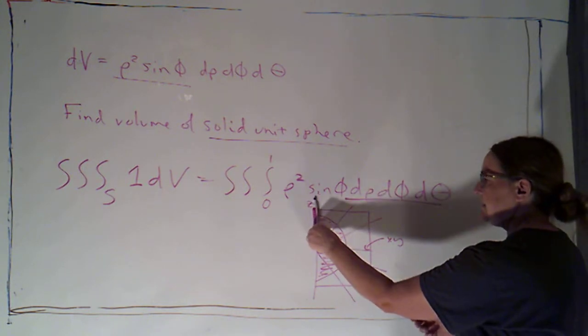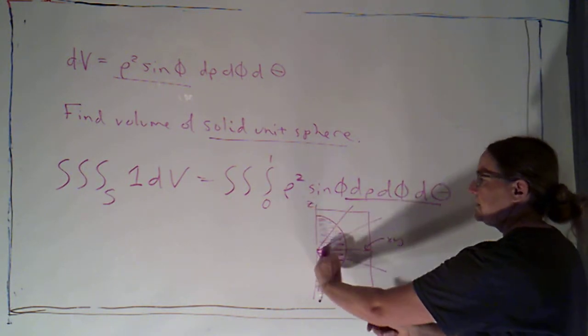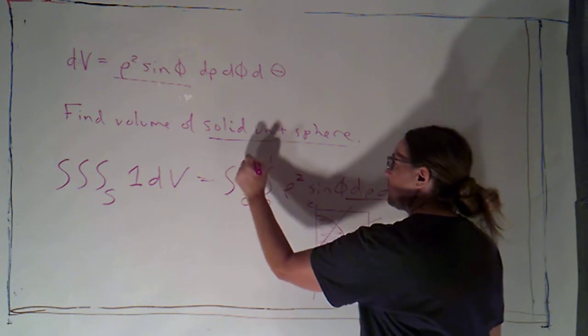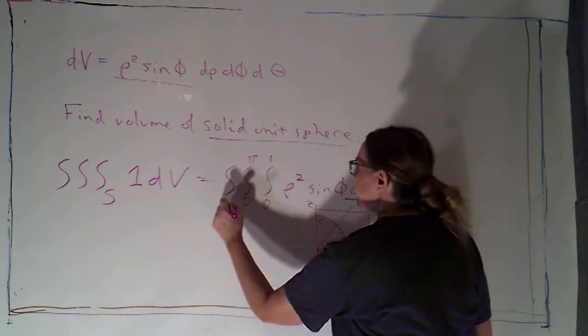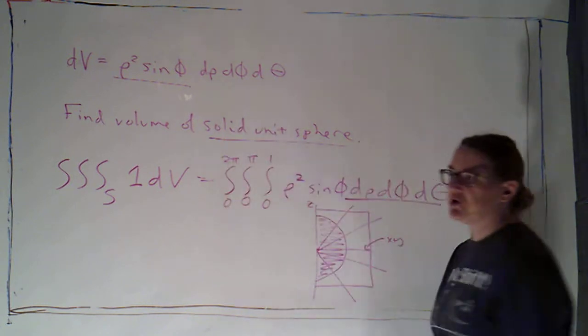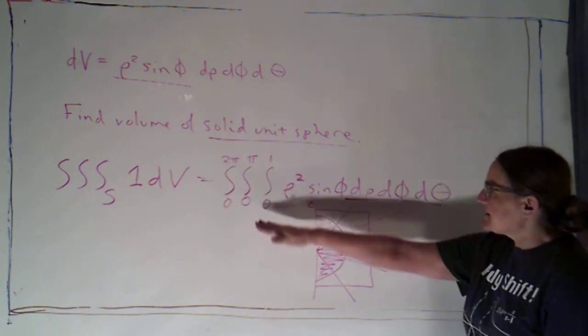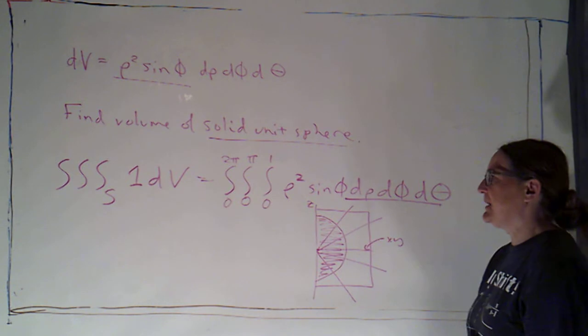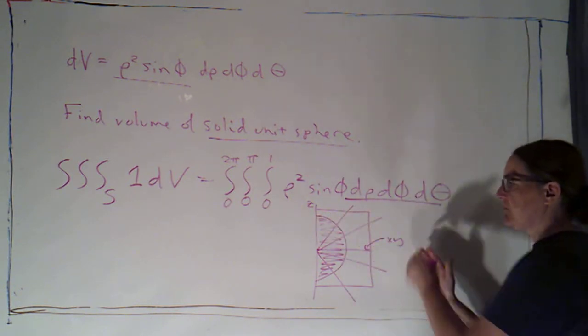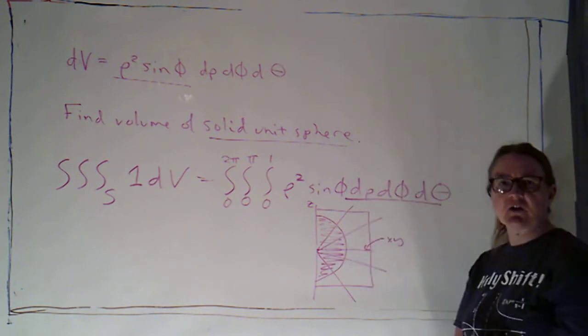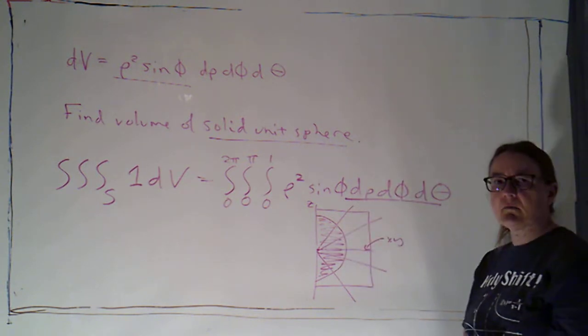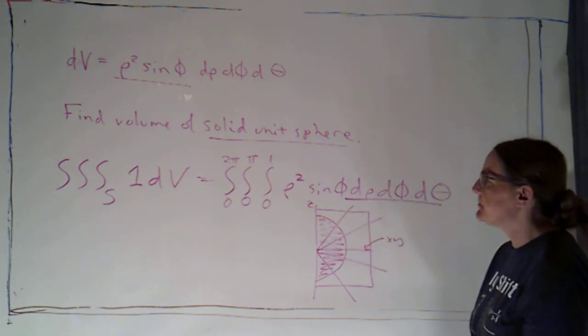I can see that phi is varying from 0 to pi. And of course, if I want the entire sphere, theta is going to vary from 0 to 2 pi. Now, this is a simple enough example that you might have been able to say those were the limits of integration without drawing this picture. But I wanted to introduce this picture because that's what we're going to need in some more complicated scenarios.